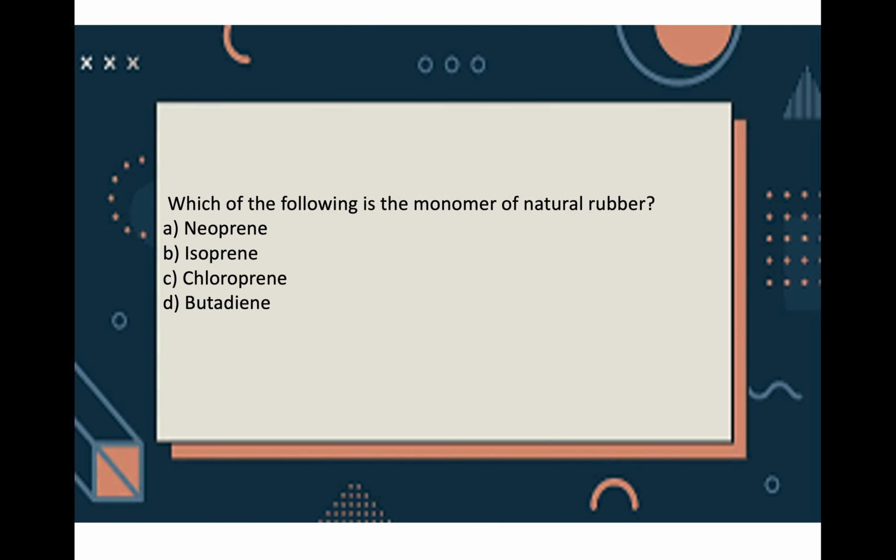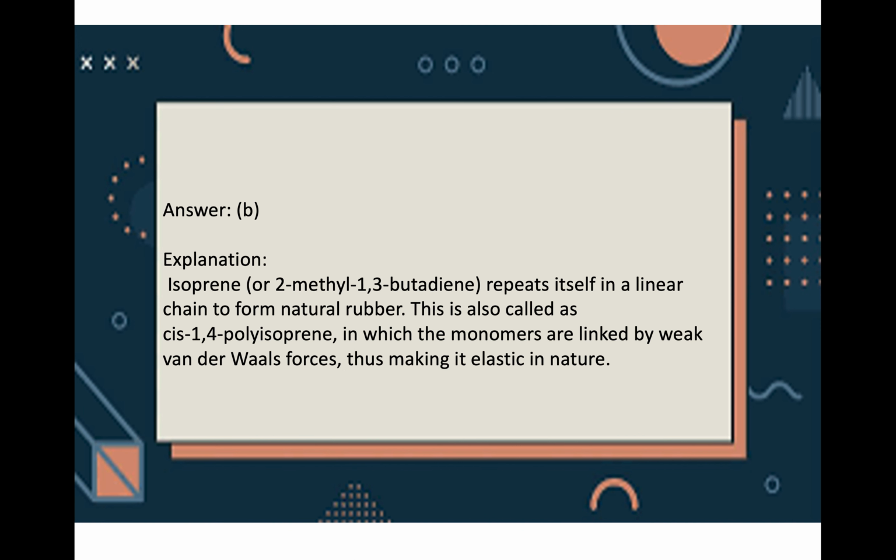Now, which of the following is a monomer of natural rubber? Is it neoprene, isoprene, chloroprene, or butadiene? Answer is option B, isoprene. So what is isoprene? 2-methyl-1,3-butadiene. So its linear chain gets repeated to form natural rubber, also called cis-1,4-polyisoprene, and here the monomers are linked by weak van der Waals forces.